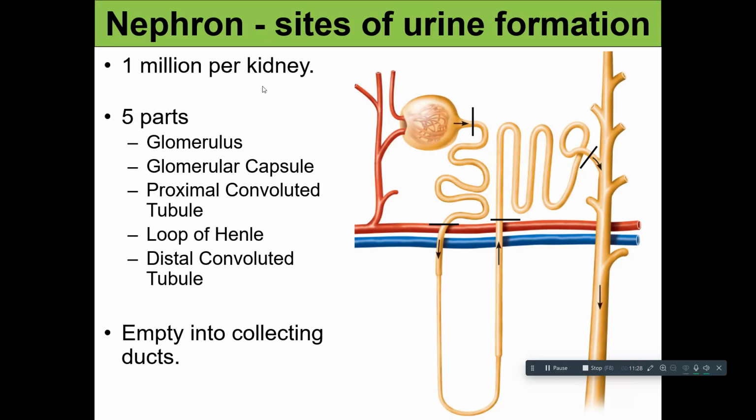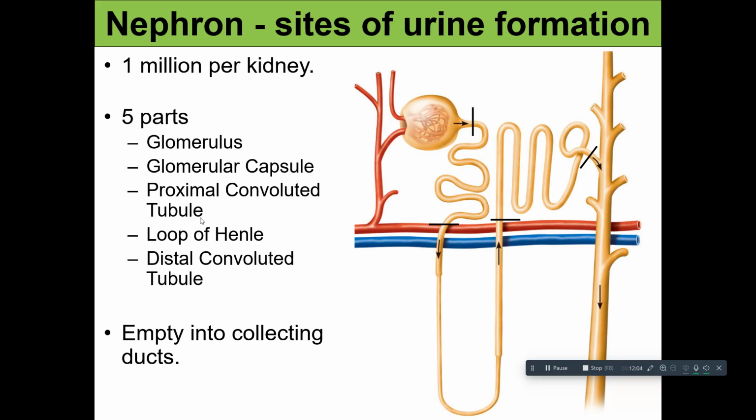Those three processes of urine formation occur in the structure called the nephron. There are about 1 million nephrons per kidney. Each nephron has 5 parts. It has a glomerulus, which is the ball of capillaries we see here. Note it is surrounded by a glomerular capsule, which then leads into a next door twisty tube called the proximal convoluted tubule. Then we get a down and up tube called the loop of Henle. Then we get a farther away twisty tube called the distal convoluted tubule. And that empties into a collecting duct. So the collecting duct is not technically part of the nephron.